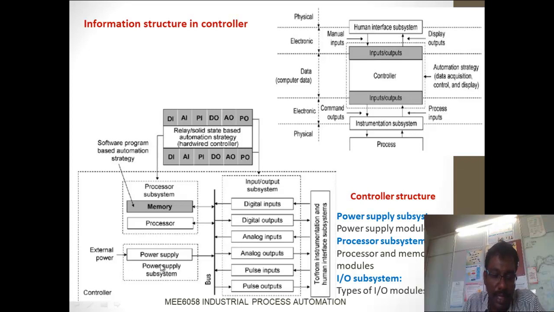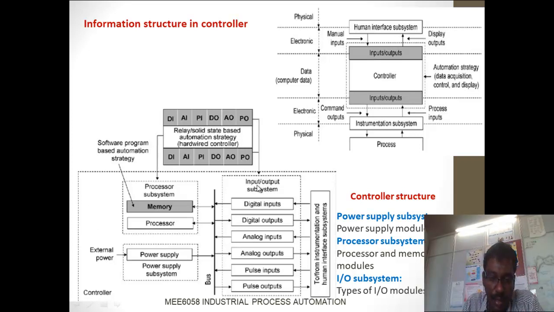The power system takes care of the power supply module for both the processor and the IO systems. The processor system takes care of the processor and memory modules. So the program you give is kept in the memory, and that is called the processor system. And then the input output subsystems, the IO subsystems.